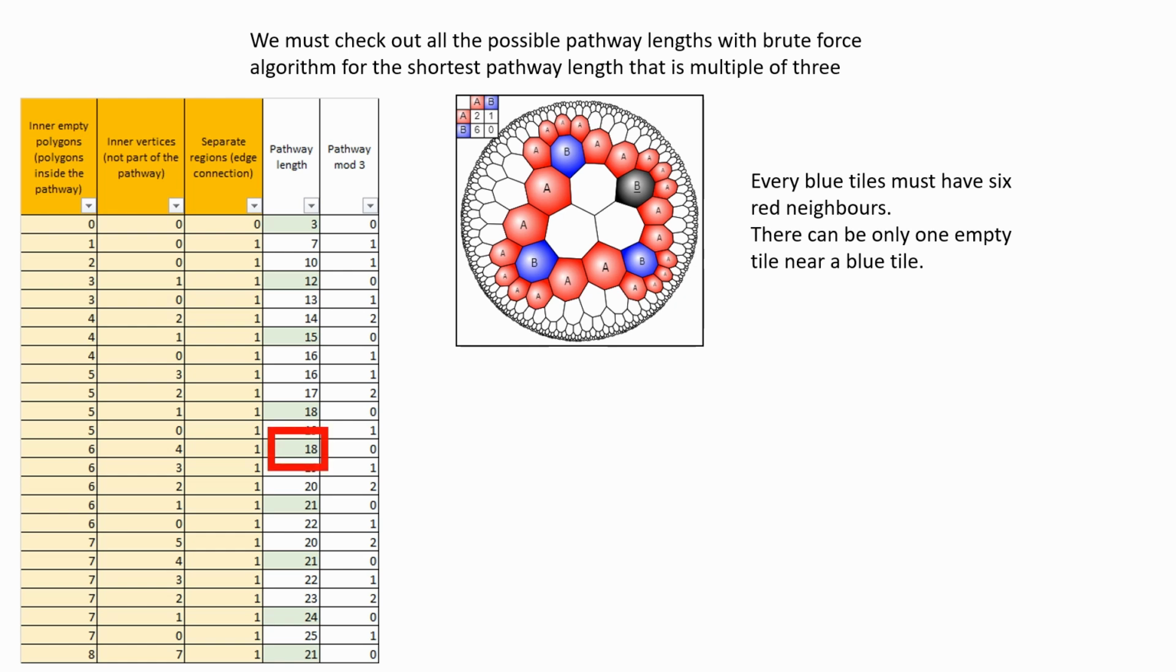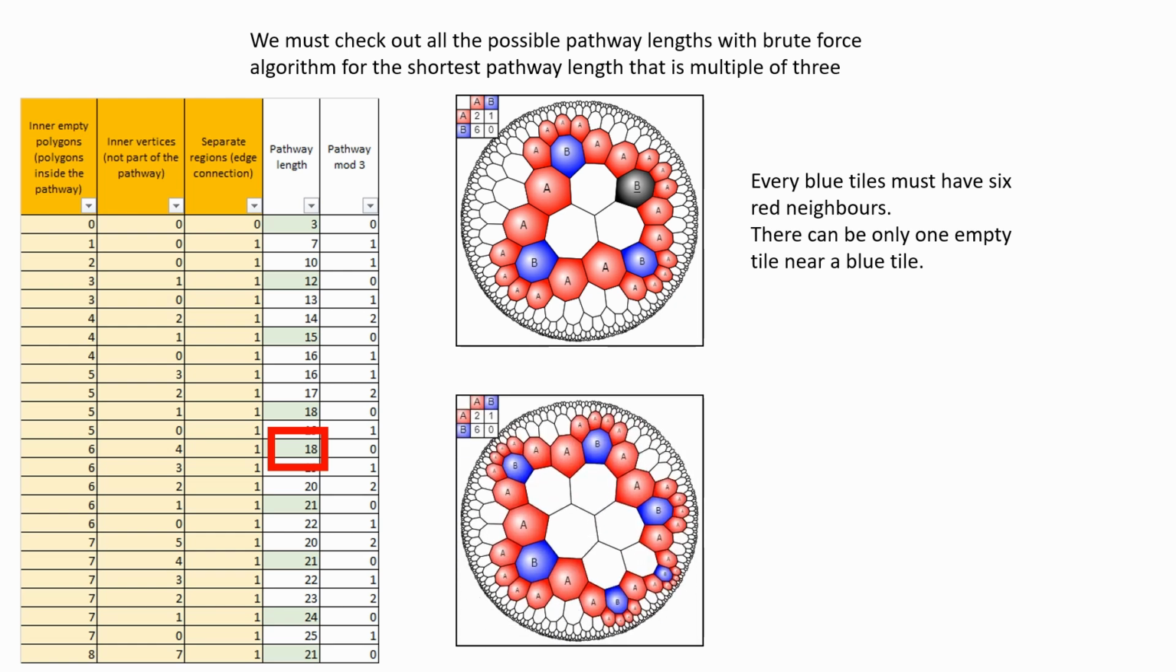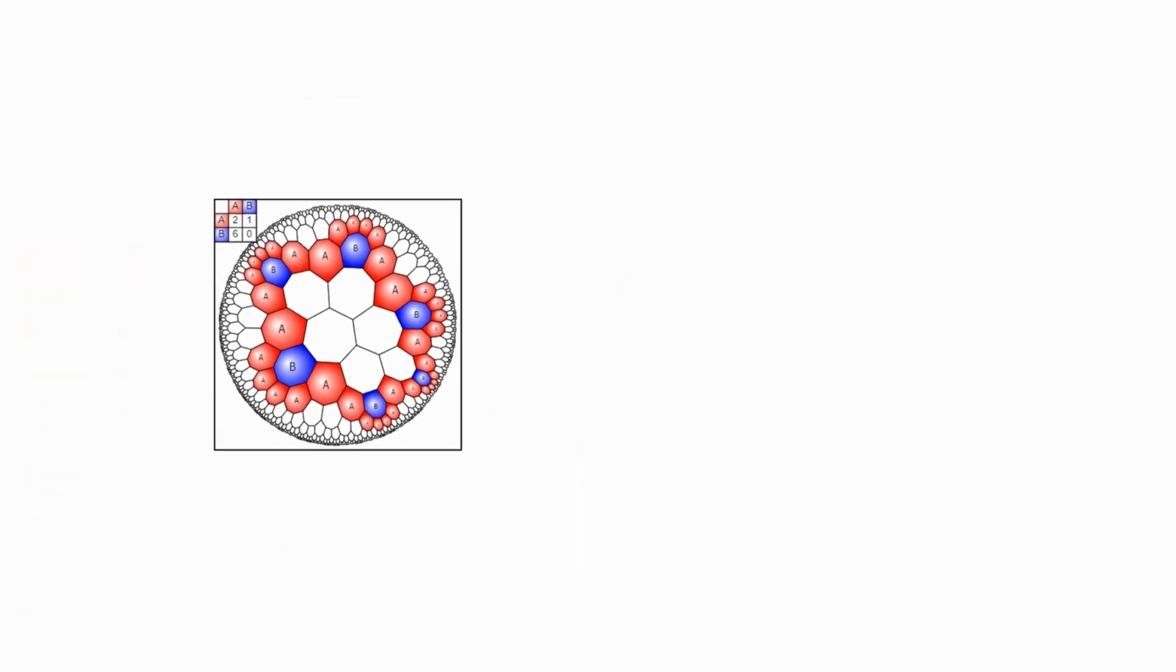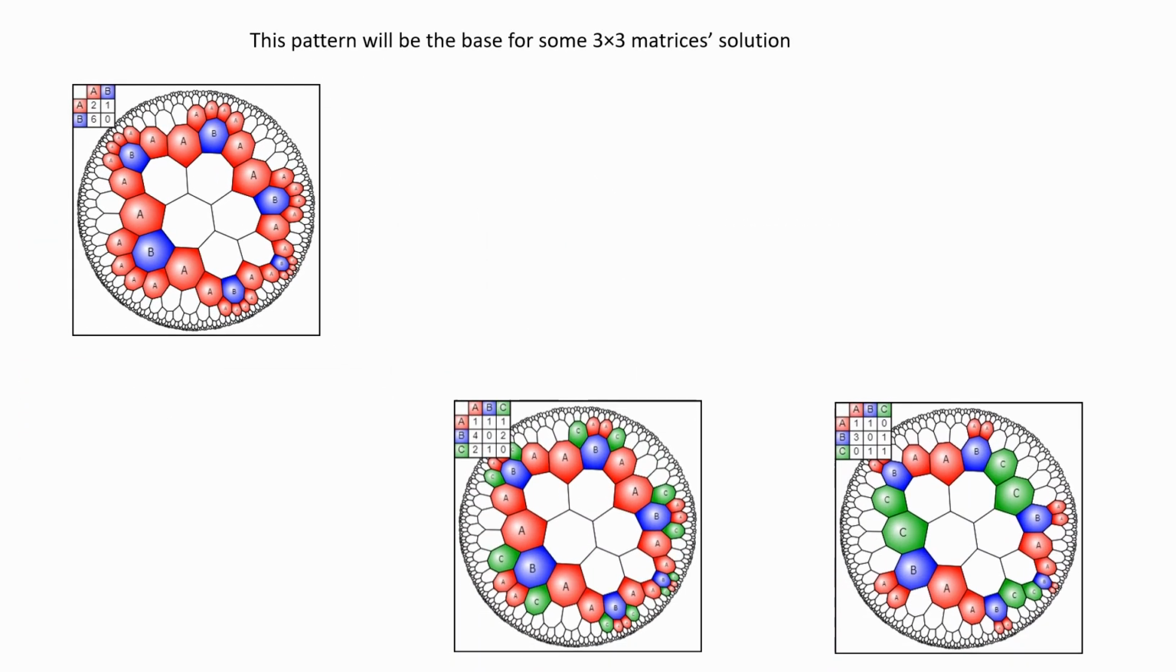This pathway can be run around so that there is only one empty tile next to each blue tile. Since all pathways with fewer tiles have been excluded, this is the smallest possible structure. This pattern will be the base for some 3x3 matrix solutions.